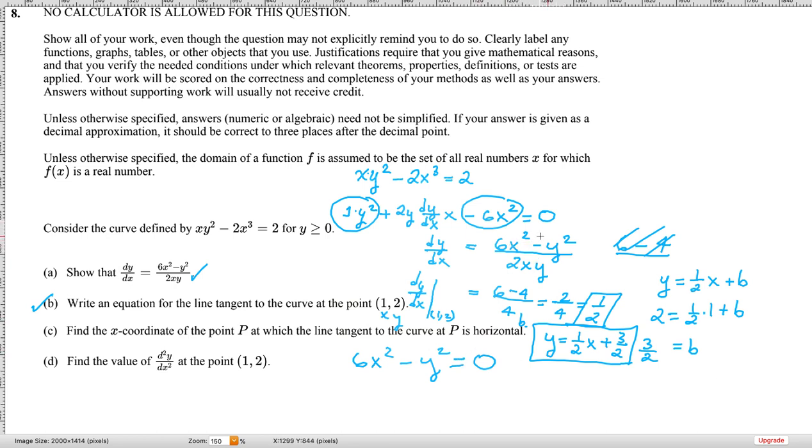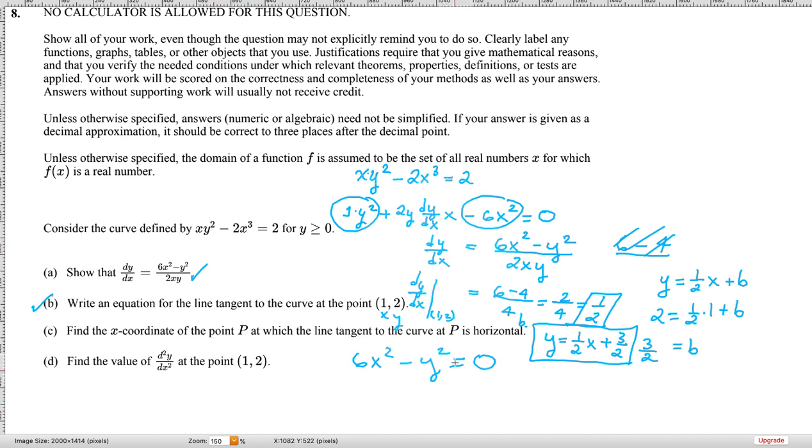Because if this top part is 0, then you know you're done. You're good from there. But now the trick is seeing, what do we have? Find the x coordinate of the point P at which the line tangent to the curve at P is horizontal. So any 2 points satisfying this and then the original equation should work.